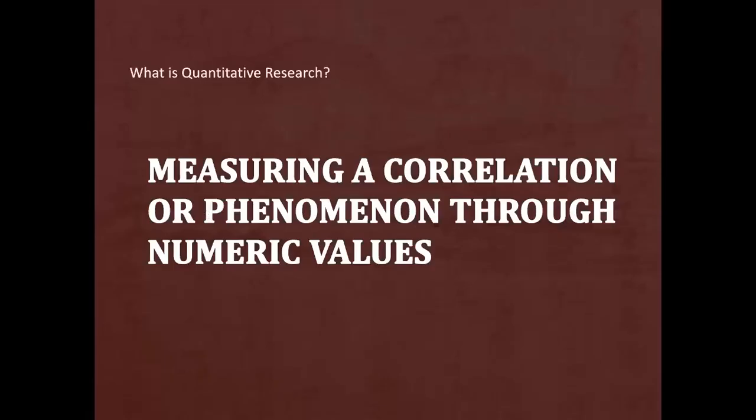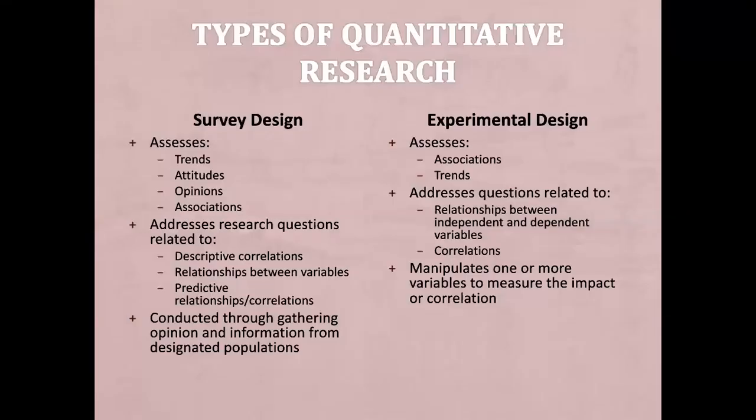So, to start off, what is quantitative research? Quantitative research is any type of research that measures a correlation or a phenomenon through numeric values. So, it's looking at things that we can physically measure and compare measurements either pre or post intervention or through sampling others. So, there are two types of quantitative research. There is the survey design and the experimental design. Today, we're going to talk through each of the different designs and talk about different things that should be included in a study that is portraying that specific design of quantitative data.